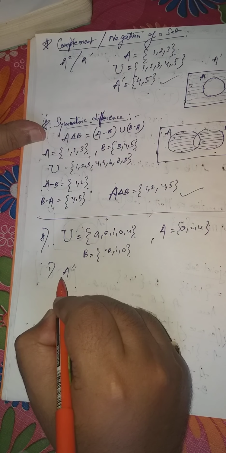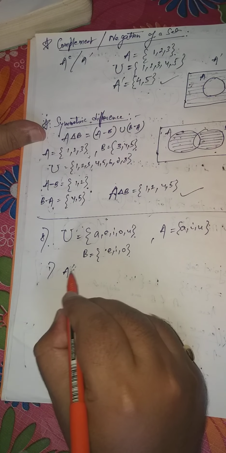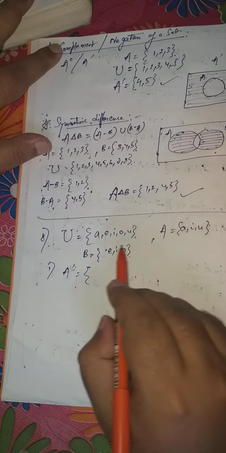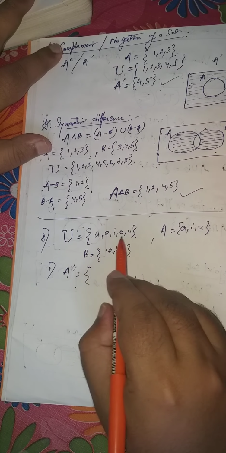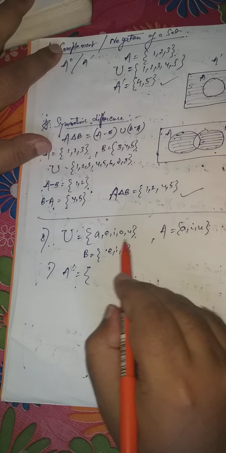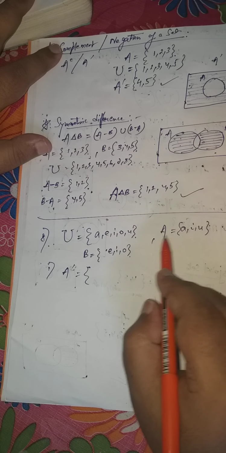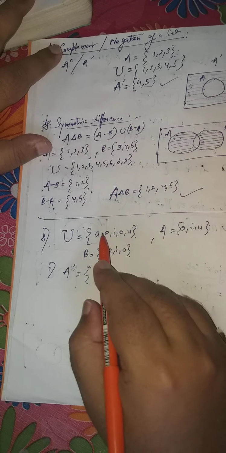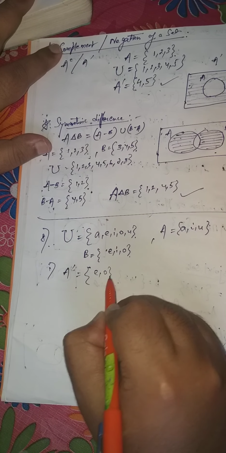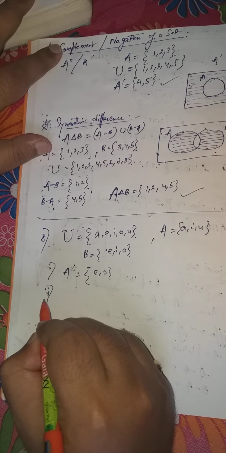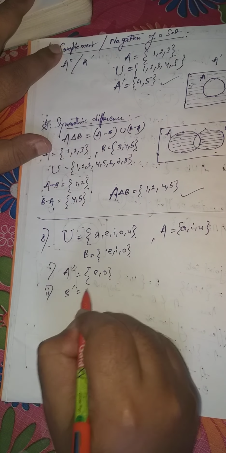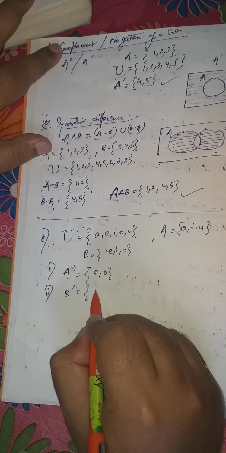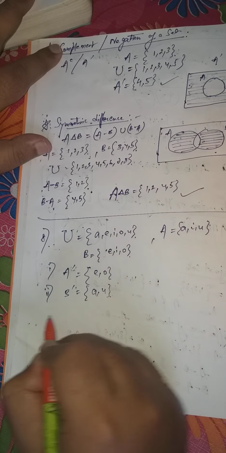First you have to find A dash. A dash means A complement. So what do you mean by complement? Complement of a set is the elements which are there in the universal set but do not belong to A. So the elements in A are A, I, U. Just exclude these three elements, you will get E and O. So A complement is E and O. B complement: again, see the universal set and exclude the elements which are there in B, E, I, O. What you will get? A, U.